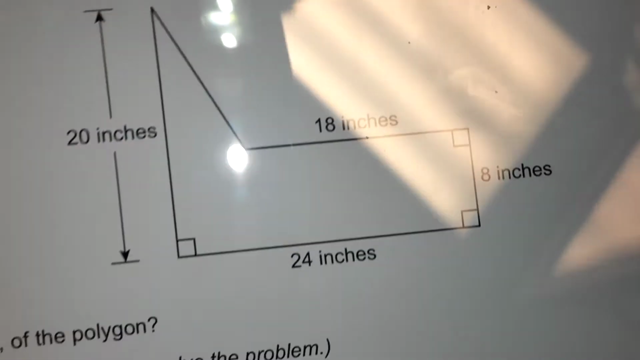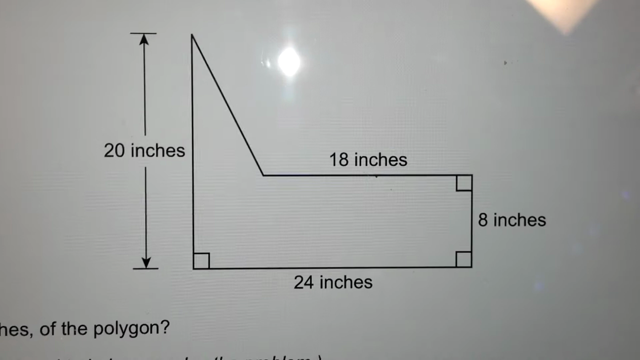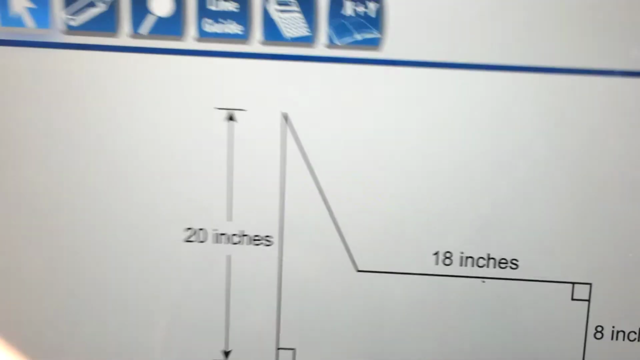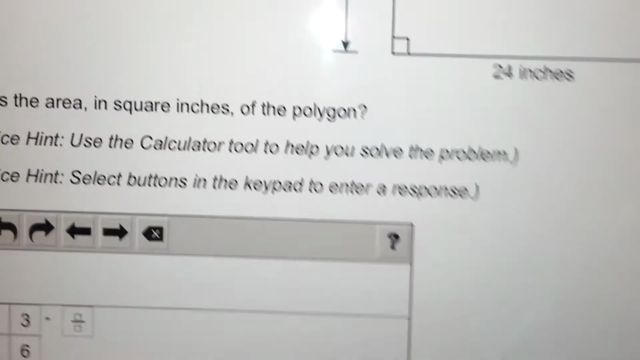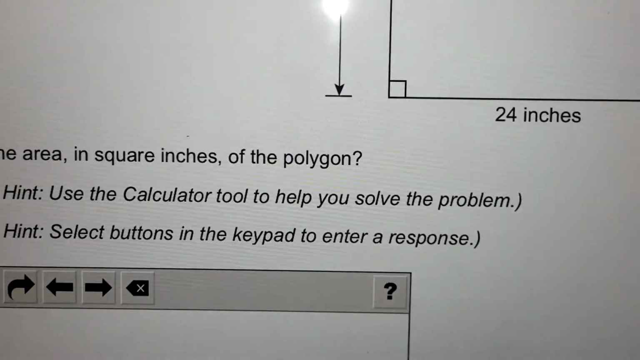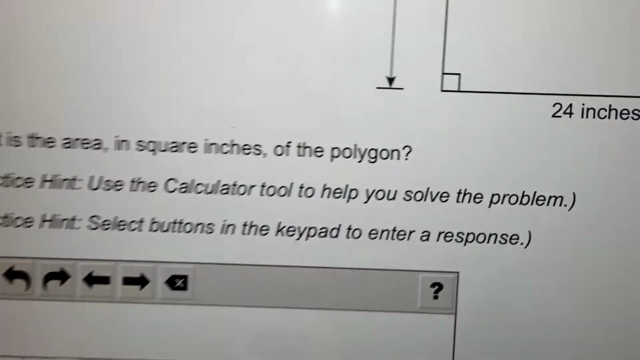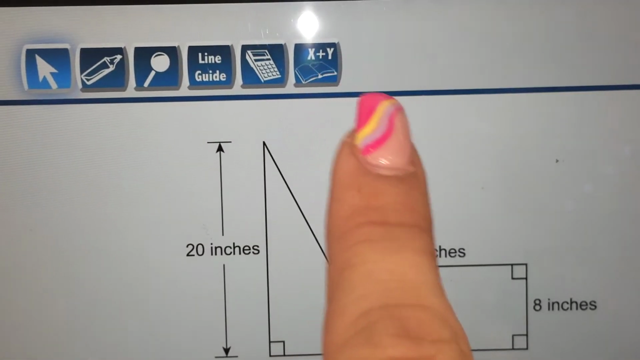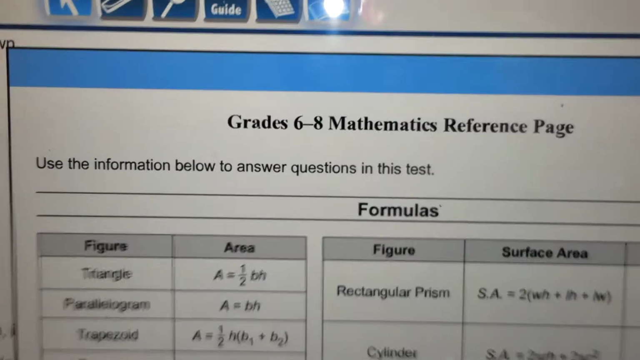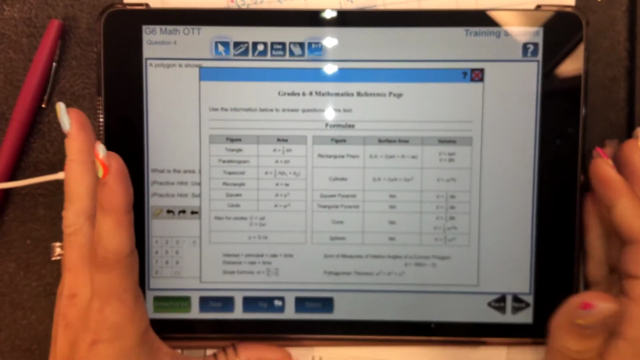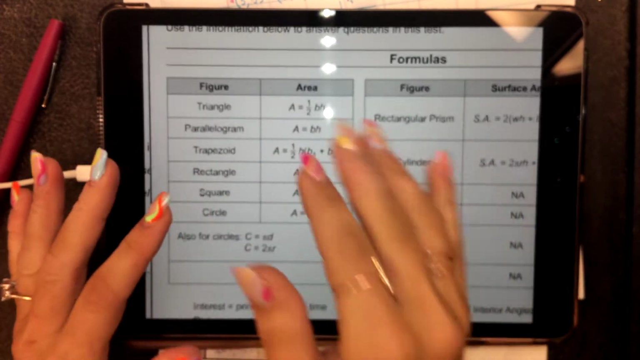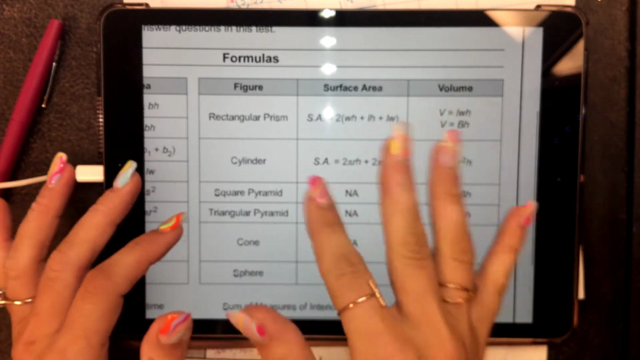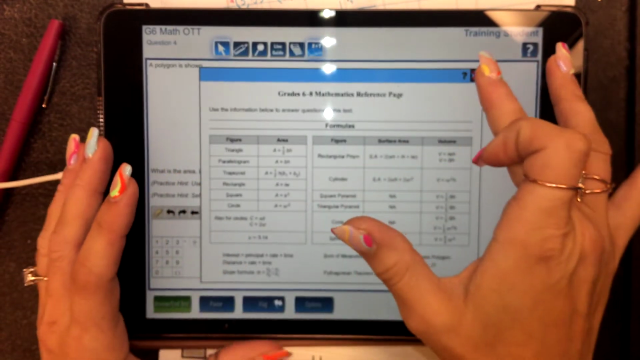All right, this one. This is the one that almost everybody had some kind of issue or struggle with. So let's look at this. We need to read everything that's on here. It says, what is the area in square inches of this polygon? Now, you get a calculator, and right here at the top you see the button with the X plus the Y. That is a reference sheet. That gives you a reminder of the area of a triangle, trapezoid, rectangle, square, all of that, surface area, volume, and this will be very helpful to you on the test, okay?